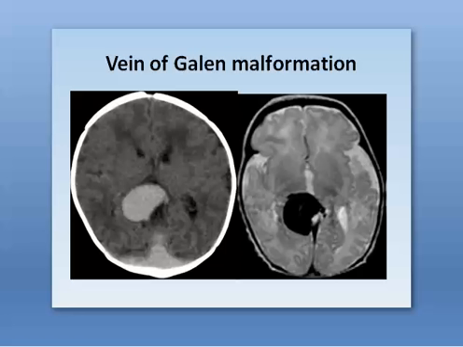Now, vein of Galen malformation is a different story. It occurs at the same region, but it's a flow void structure at the region of the vein of Galen, which is the confluence of the two internal cerebral veins, should be here in this area. This is a vein of Galen aneurysm or malformation, seen as flow void in MRI T2 weighted images, and seen as hyperdensity in CT due to altered blood.